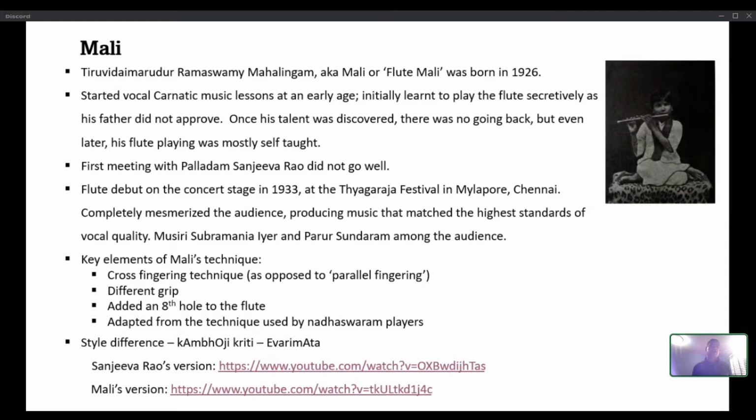So he learned secretively because he had access to a flute, and then one day he was literally caught playing the flute. But by the time he was caught, he was so good that his teacher convinced his father that Mali had a future in flute playing and should be allowed to pursue it. That's how he really started playing flute. As soon as they decided he was going to pursue flute as a career, they asked, who is the best person to teach him? Who else? Palladam Sanjeev Rao was the person they identified.